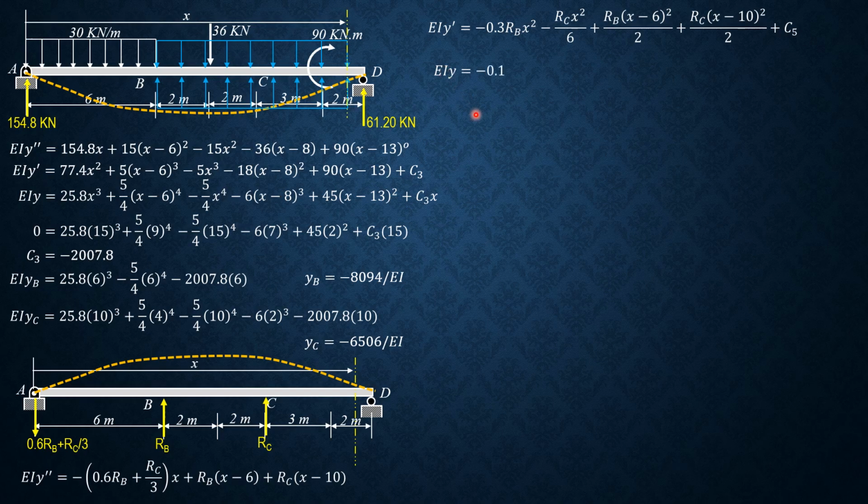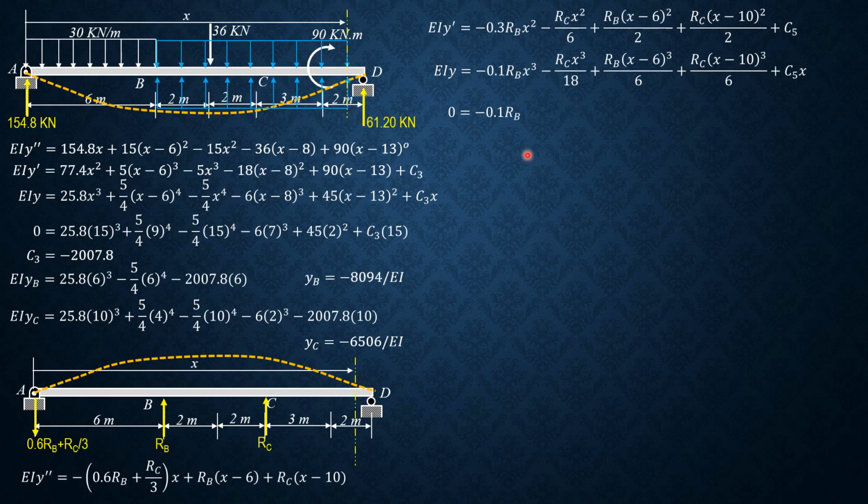Integrating again, EIY equals negative 0.1 RB X cube minus RC X cube over 18 plus RB quantity X minus 6 cube over 6 plus RC quantity X minus 10 cube over 6 plus C sub 5 X. There's no C sub 6 again because when X is 0, Y is 0. Then let's have the boundary condition to solve for C sub 5.